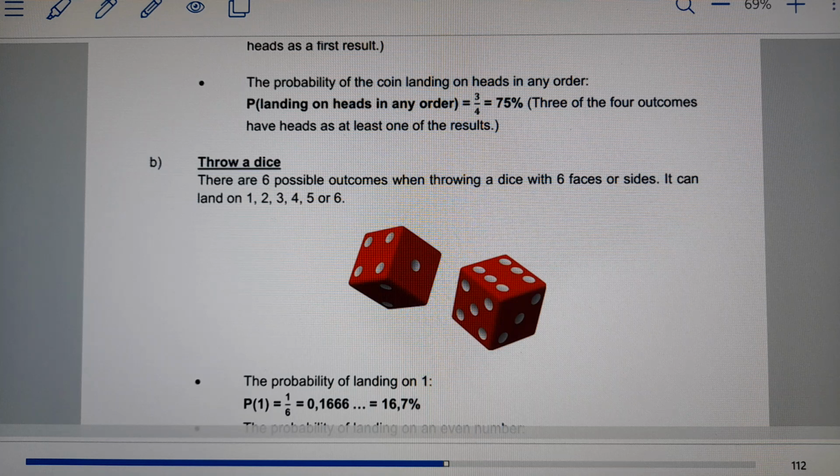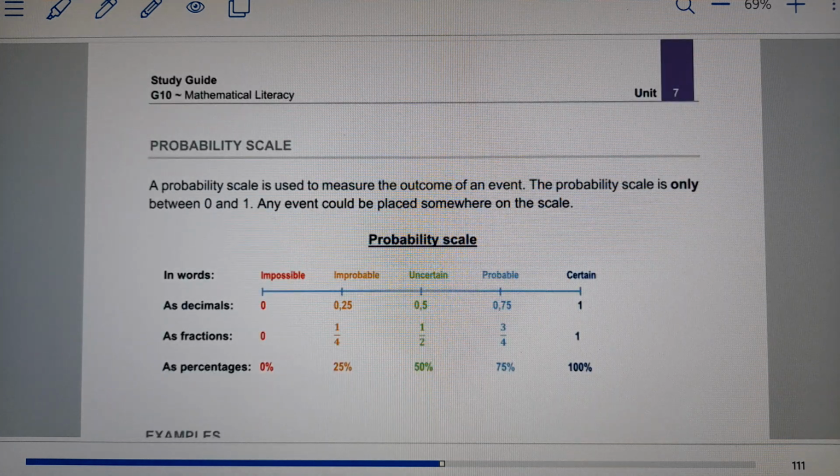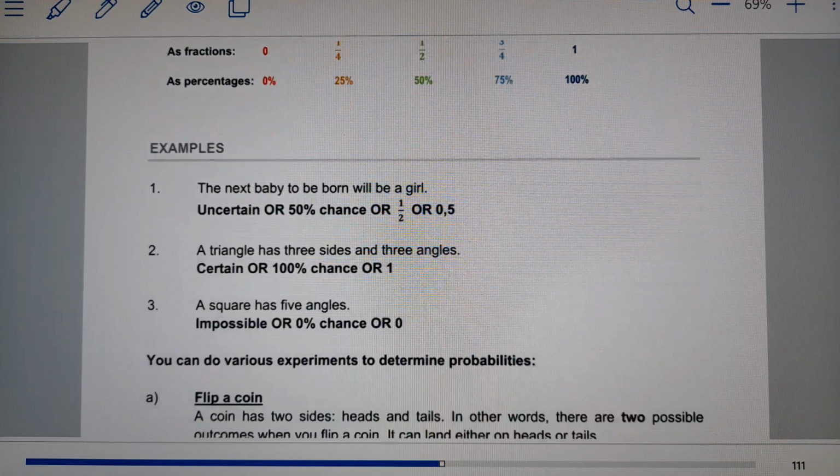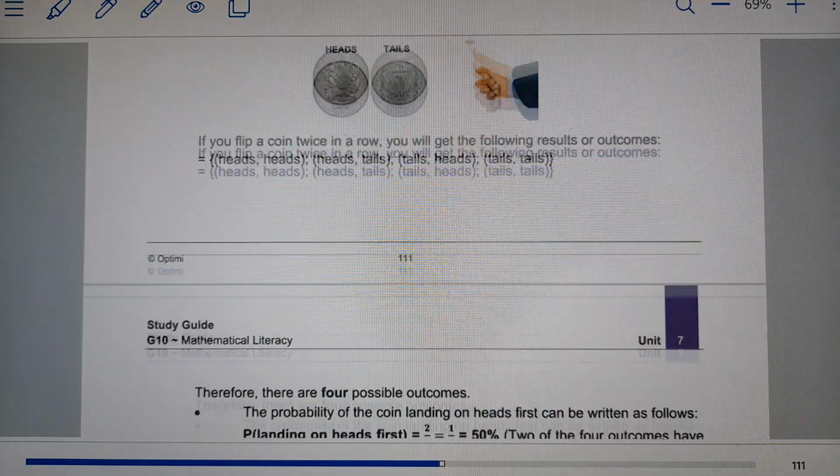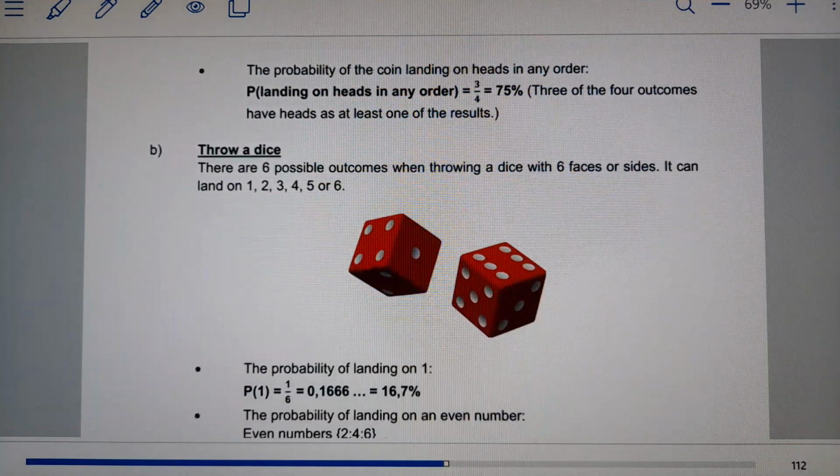So let us go back. I want us to see where 16.7 falls. So this is 25. So 16.7 is here. So it is improbable, okay, that a die lands on 1. You see, because 16.7% is somewhere here. So it's improbable that the die will land on 1.